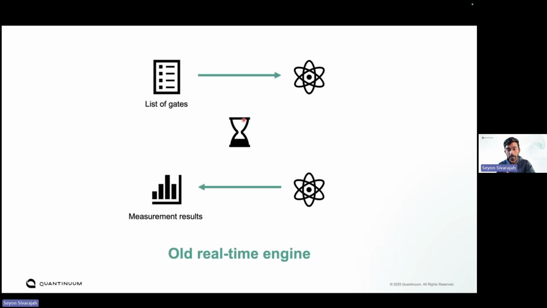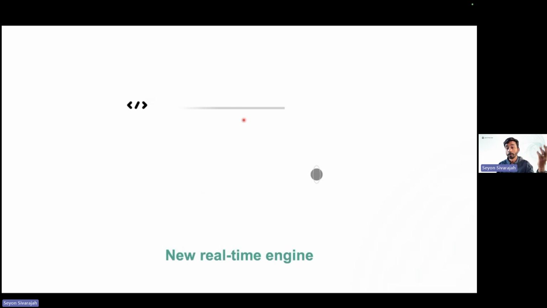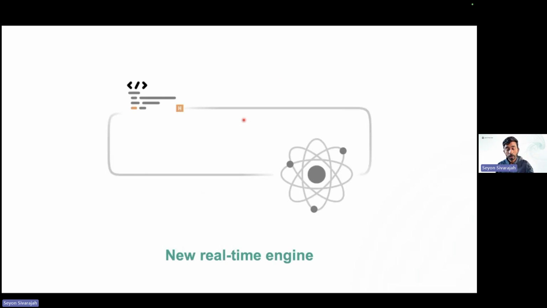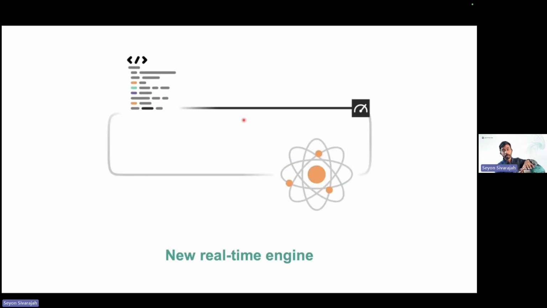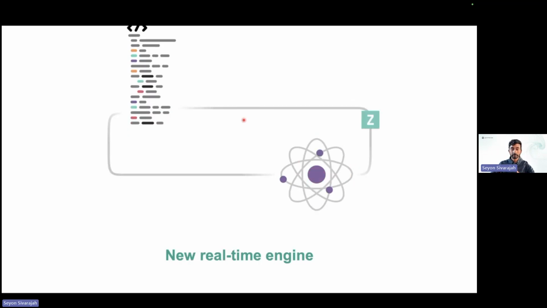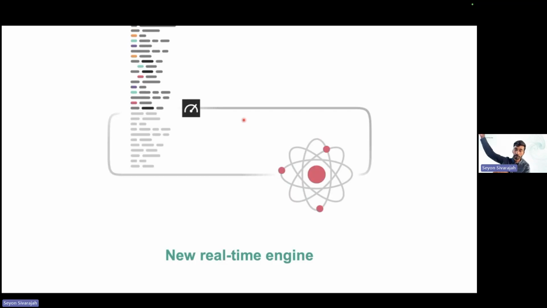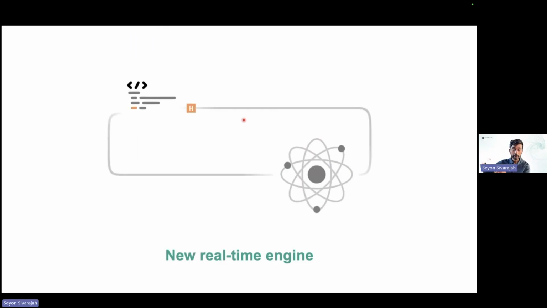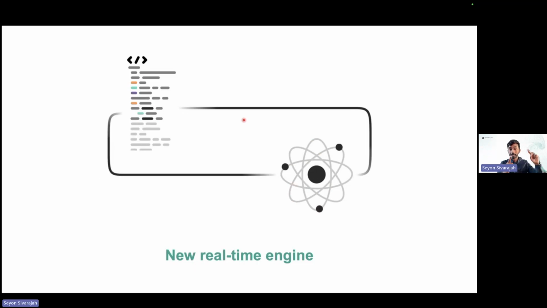But the new real-time engine is a lot more capable. It's a lot more dynamic. How this works is now the program can send some gates over to the system, which will execute, and then it can request measurements. When the program requests measurements, all of those preceding gates will run, and the real-time engine will manage sending measurements back to the program.